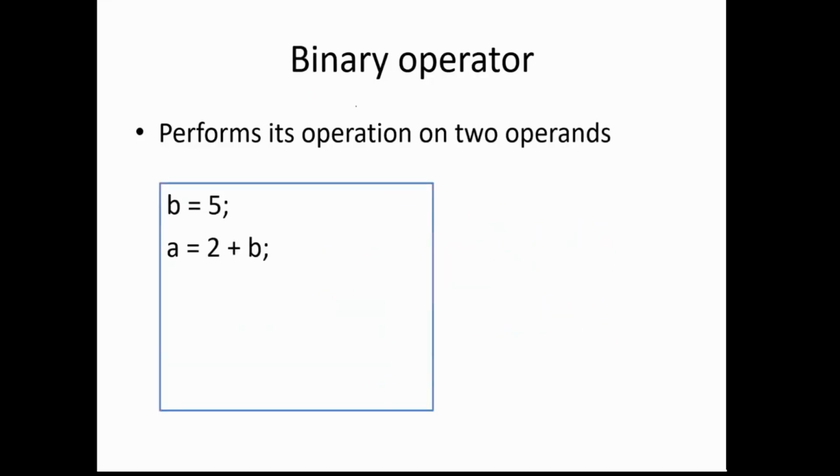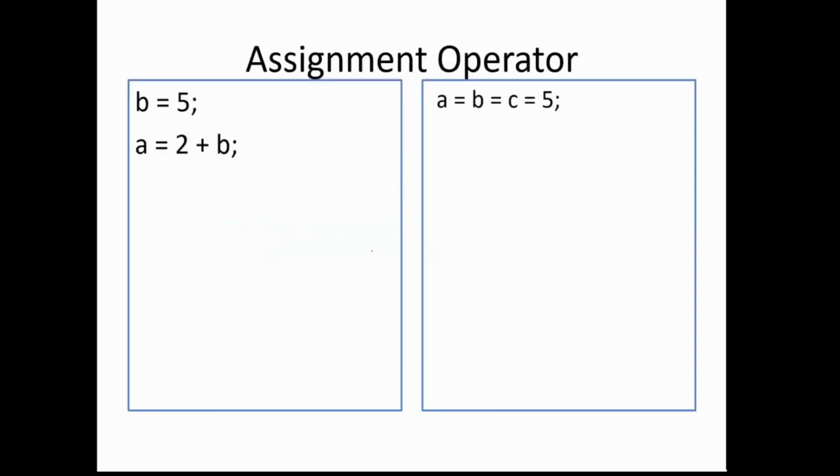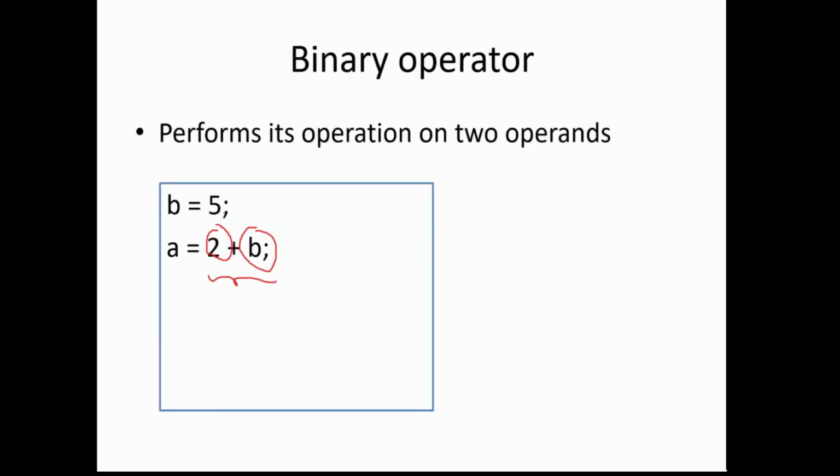And here you have binary operators, and binary means you have two operands. On this side, you have two operands, 2 and variable b, and in the middle you have the operator, right? So two operands are there for this operation. Therefore, we call this plus a binary operator, right?